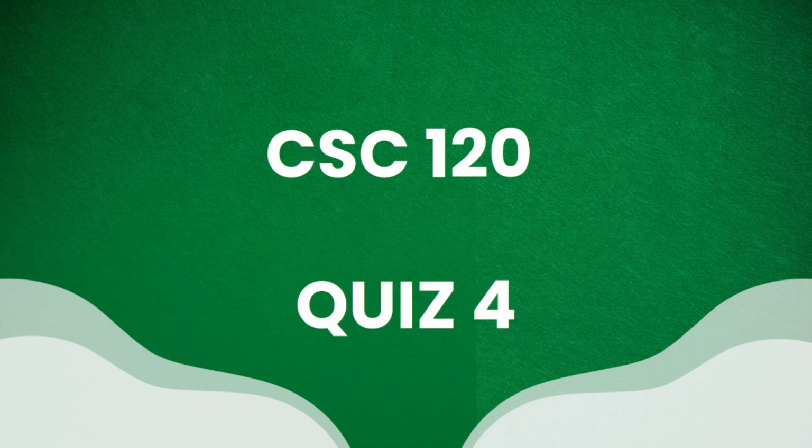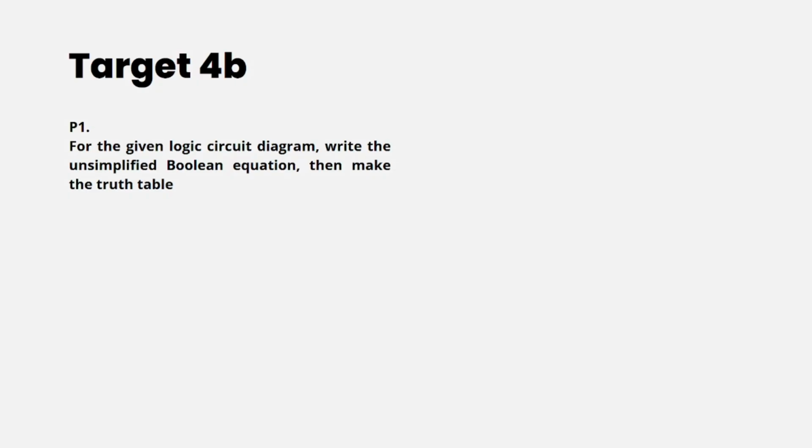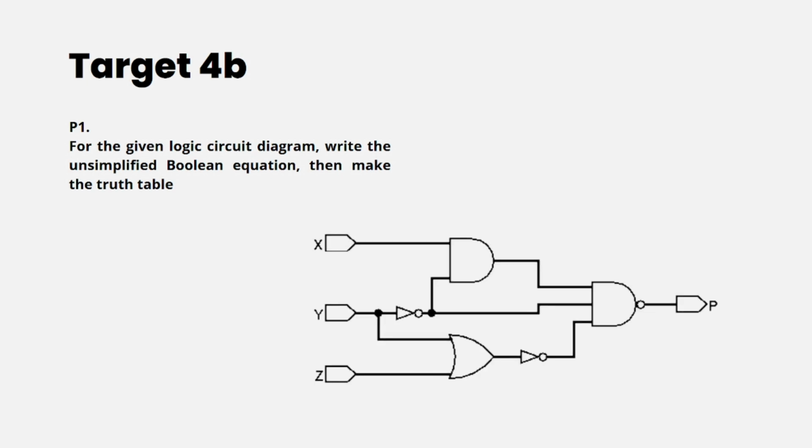Good evening. We are going to discuss CSC 120 Quiz 4. So here are the assignment questions. For the given logic circuit diagram, write the unsimplified Boolean equation that makes the truth table.